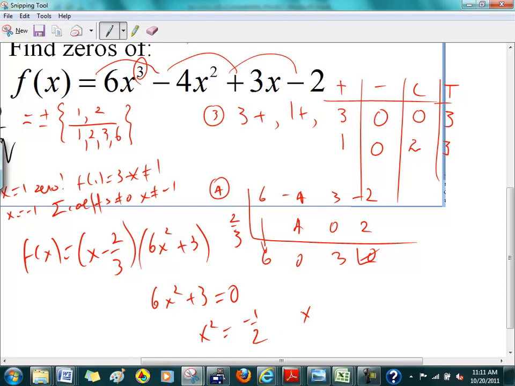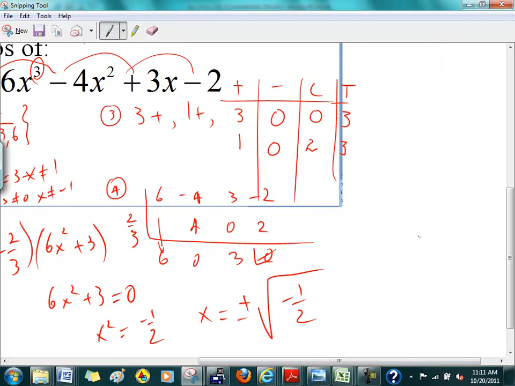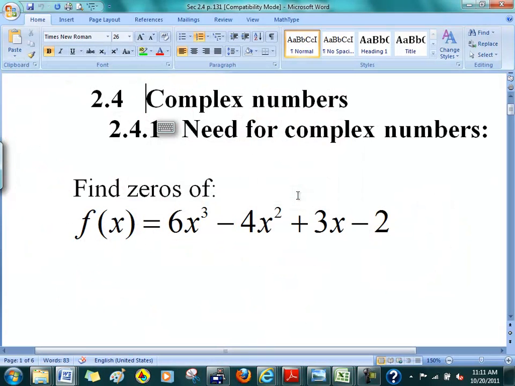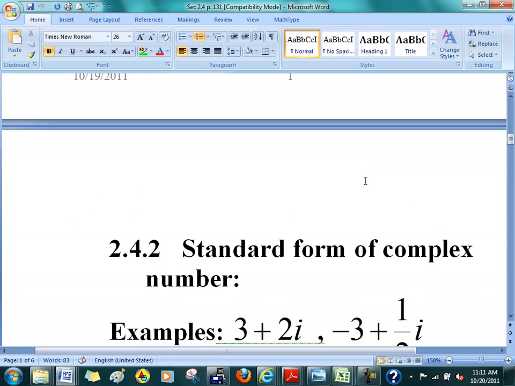You take the square root on both sides, and notice now you've got the square root of a negative number. That's where complex numbers come in. You guys with me on that? Okay, does everybody know the basic complex number? Nice, good job. Okay, so this is why we need complex numbers, because when you try and solve equations, there may be quadratics that do not have real solutions, and therefore we need complex numbers.